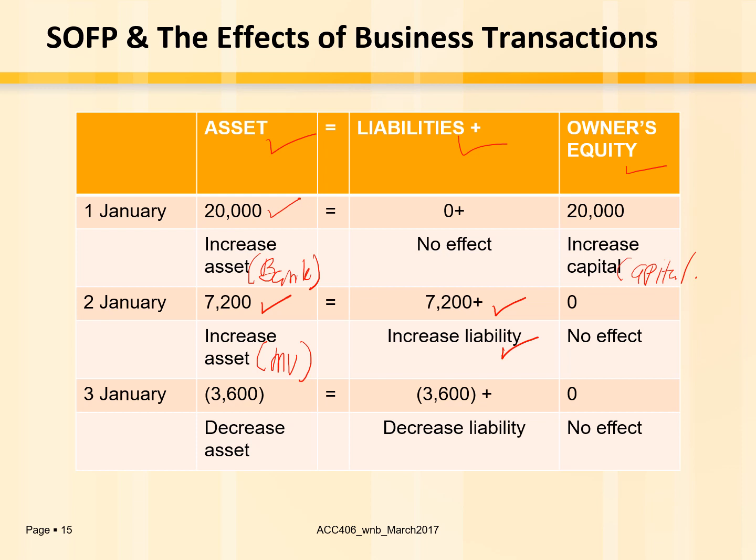Okay. Next, untuk 3 Januari, dia bayar kepada Wong tu 3,600. So, you can see from here is there are the decrease in asset. Okay, because dia bayar. So, bank dia berkurang sebanyak 3,600. Pada masa yang sama, it equals to the reduction in liability, 3,600. Okay. So, hutang dia dengan Wong berkurang sebanyak 3,600. Untuk bahagian owner's equity, dia ada no effect. Okay, I hope you can understand this simple illustration.